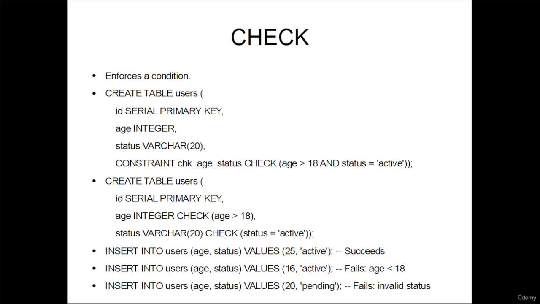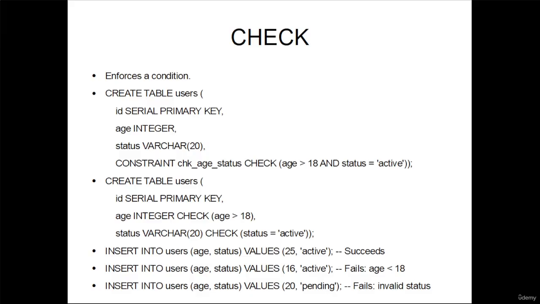ID serial primary key. Age integer. Status VARCHAR(20). CONSTRAINT check_age_status CHECK (age > 18 AND status = 'active'). But you can also use separate column-level check constraints.